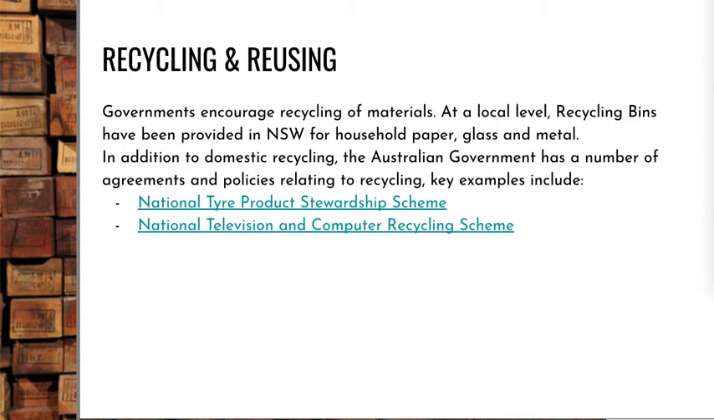Then in addition to those local government and New South Wales level schemes, there are also national schemes happening. The Australian government has different policies and agreements in place for different industries, and car tyres is a massive recycling issue. It's a massive problem because when they catch on fire, there's all sorts of issues associated there. So the government has put together a specific scheme on how to recycle tyre products. They've done the same for television and computers, okay?